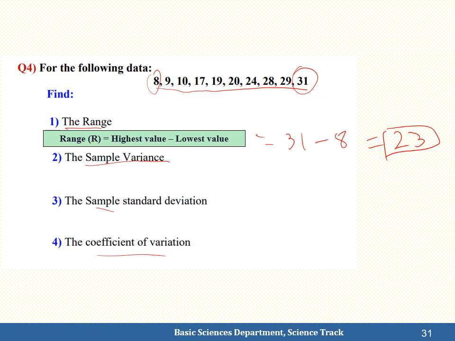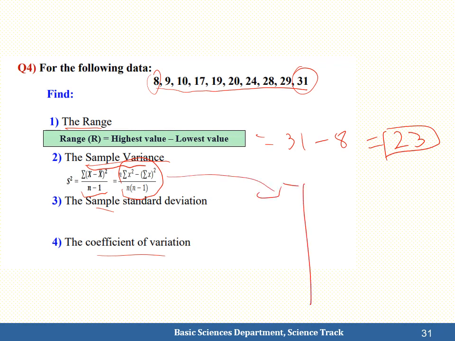And now for the variance, it's raw data. It says sample variance for the raw data formula. It's this one here. You can use this or the second one. And now in practice, the second one is more practical. So we have to list all the x values and the x squares. And let's write here 8, 9, 10, 17, 19, 24, 20, 24, 28, 29, and 31.